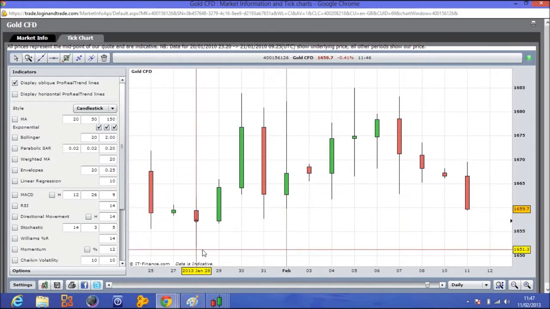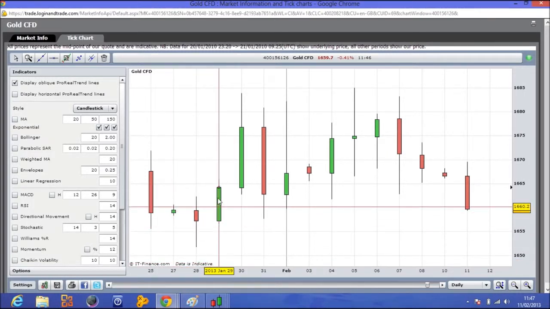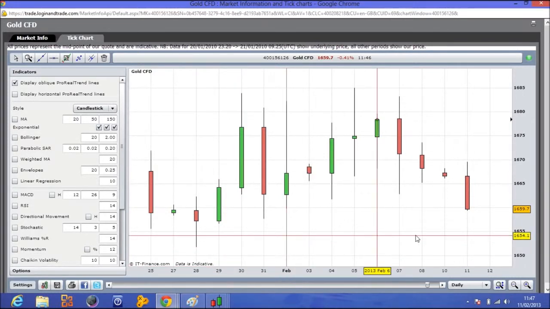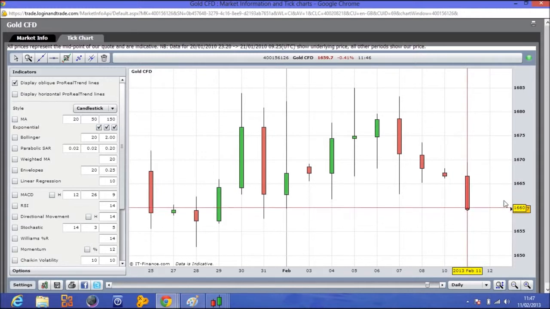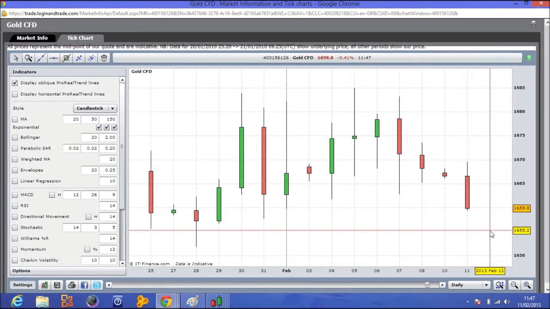If you look, you always have the time at the bottom, so what day it is, and so we know we're in February and what day in February. And on the right hand side of the chart, you have the price going upwards. Now with candlestick charts, red means bad, so we know it went down that day, and this is actually today.